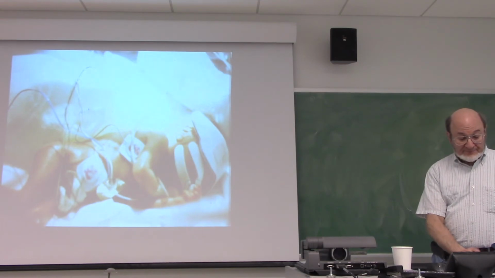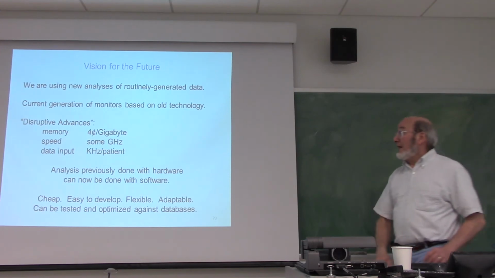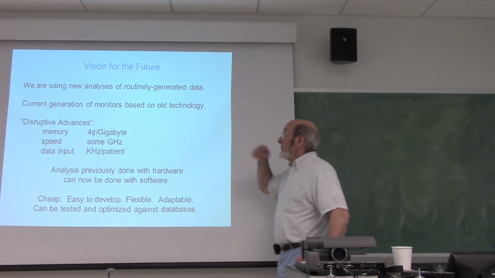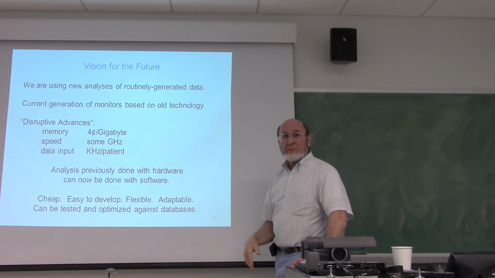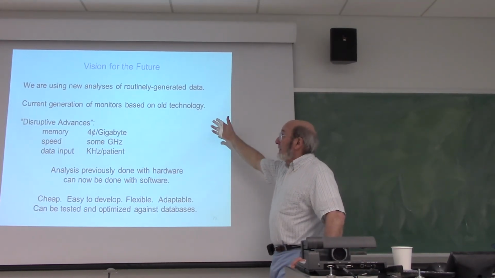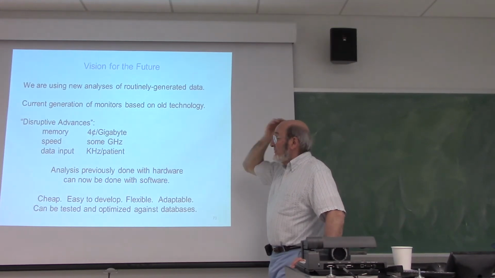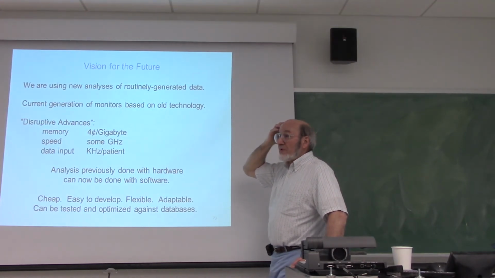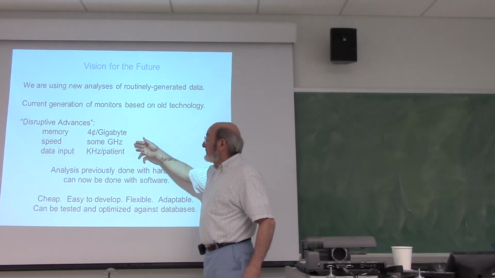Okay, here we are. There's where we want to be. And the vision for the future is, what are we doing? We're doing new analysis of routinely generated data that has just been discarded in the past. It wasn't possible to save all that data in the past. The current generation of monitors is based on old technology, but we have disruptive advances today. Memory is down to 4 cents a gigabyte. I just bought a 3 terabyte drive for $110 or something like that. That's about 4 cents a gigabyte.